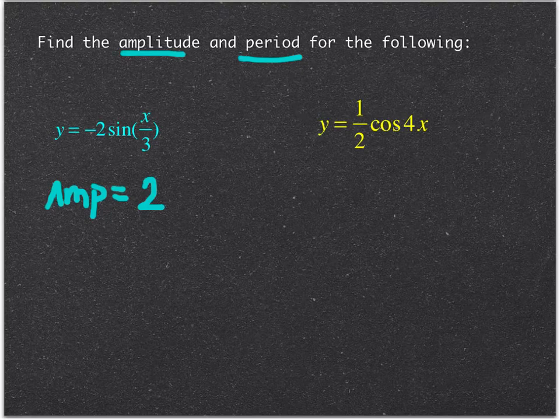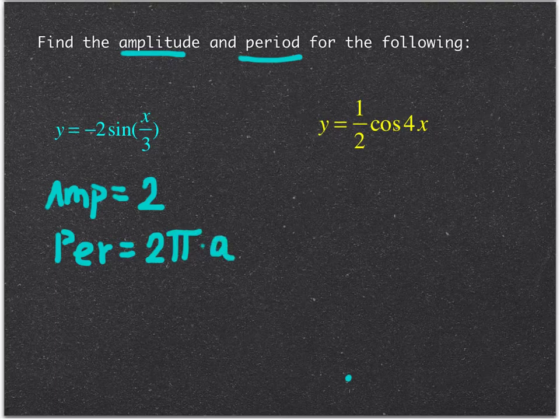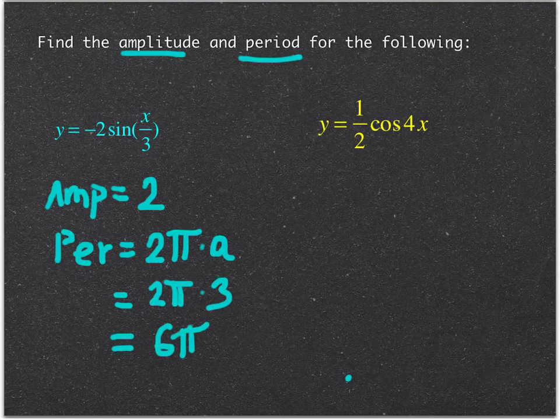Now the period, we remember, has something to do with this 3. The period is not 3 though. Remember we say that the period equals 2 pi times that a value. And that a value is what's in the denominator there. So in this case, my a value is 3. So 2 pi times 3 will actually be 6 pi. 6 pi for that period. So a pretty long drawn out period there for that.